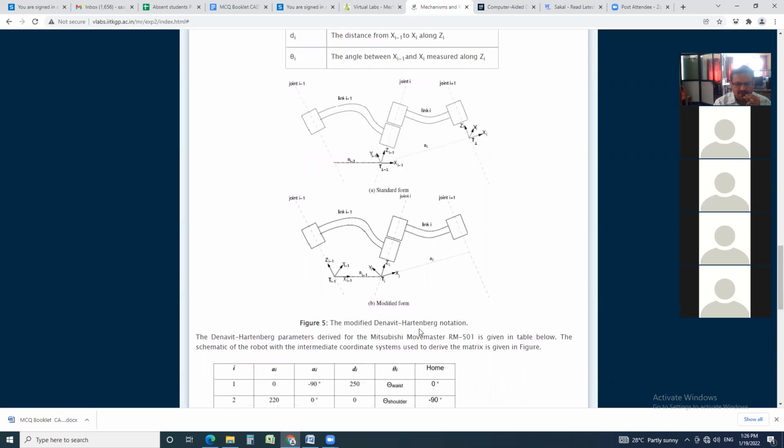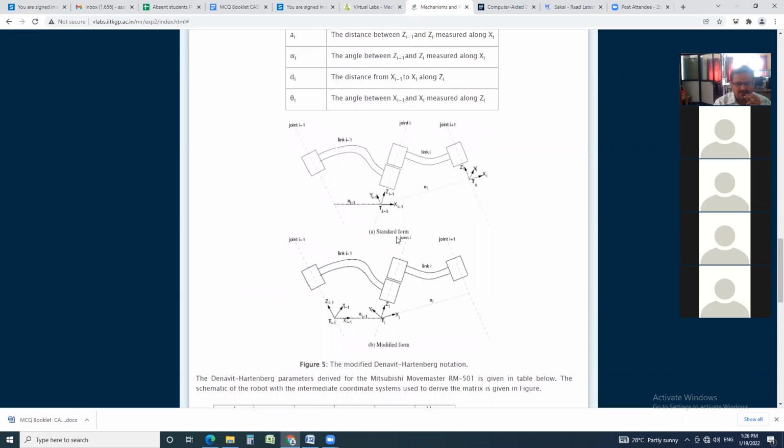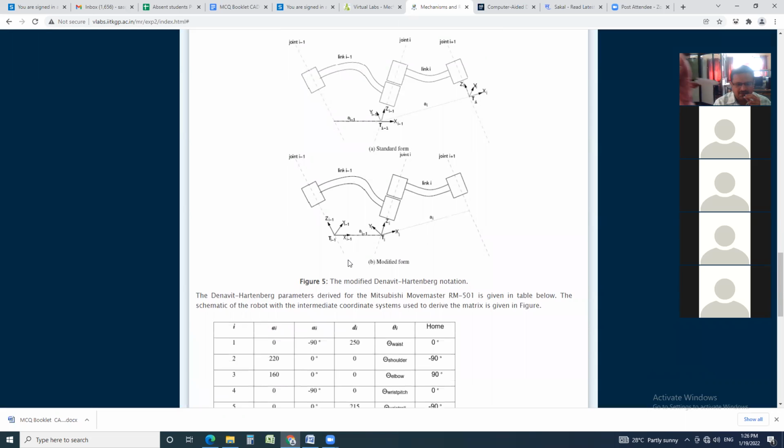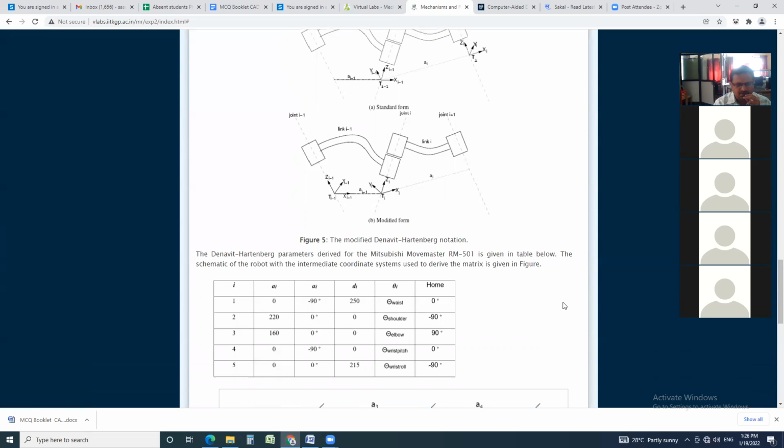Therefore, this is the modified Denavit-Hartenberg notation. See here, this is the standard form, this is the modified form. This is joint i minus 1, this is joint i, this is joint i plus 1, this is the link i minus 1, this is the link i. The Denavit-Hartenberg parameters derived for the Mitsubishi MoveMaster RM501 are given in the table below. The schematic of the robot with the intermediate coordinate systems used to derive the matrix is given in the figure.